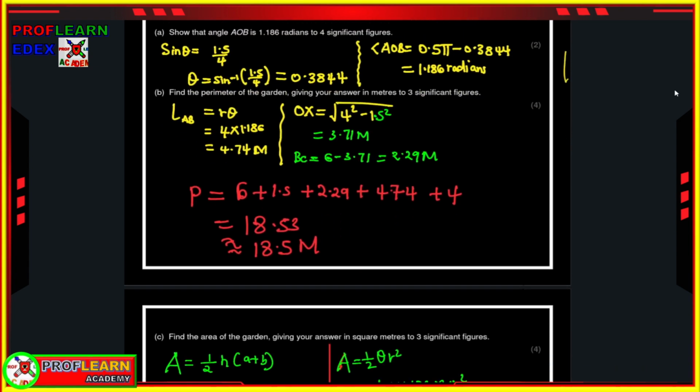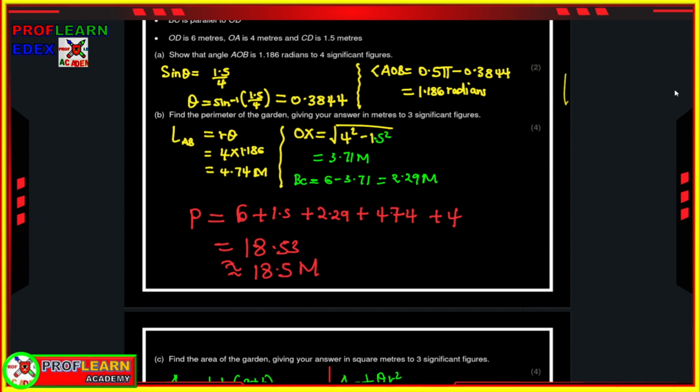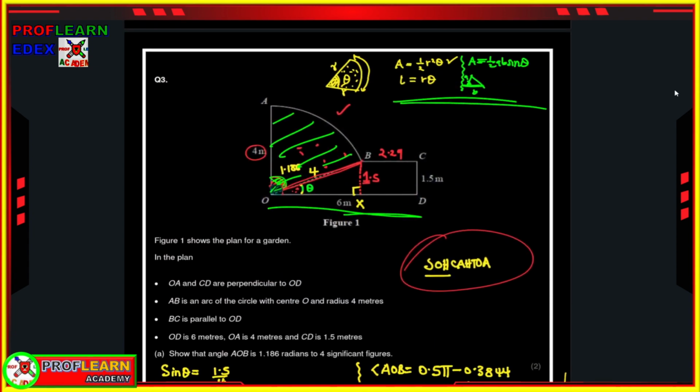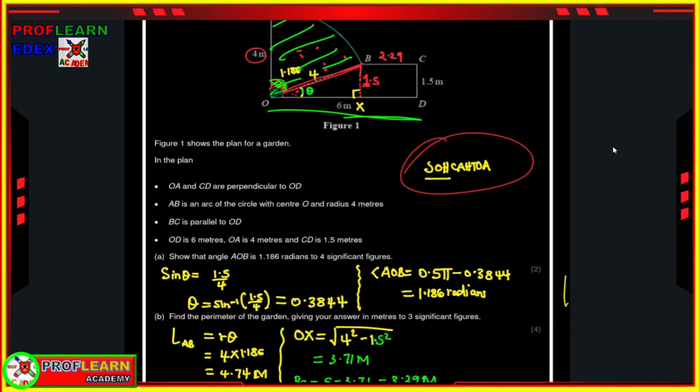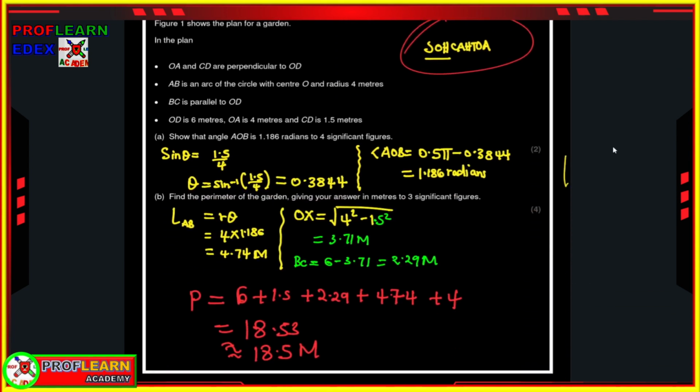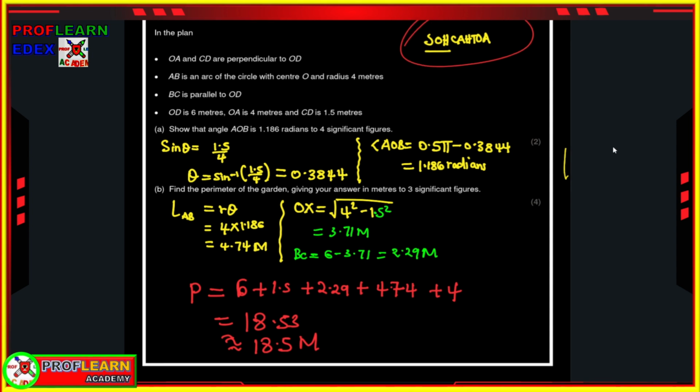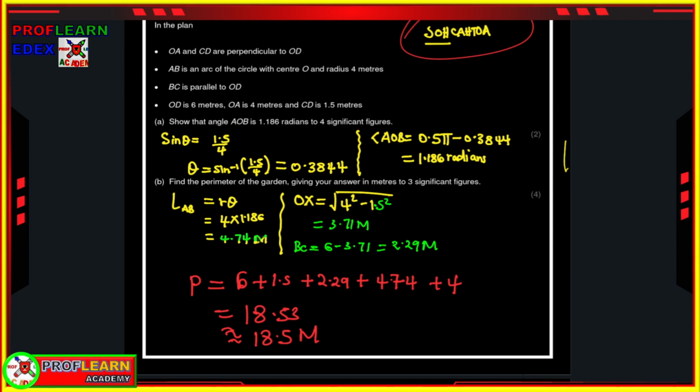Now find the perimeter of the garden. Remember, to find the perimeter, first we need the arc length of AB. Arc length AB, we need this section here. And that is going to be r theta. Our r is 4 times the angle which we have gotten, 1.18. That becomes 4.74. And then we need to find OX.